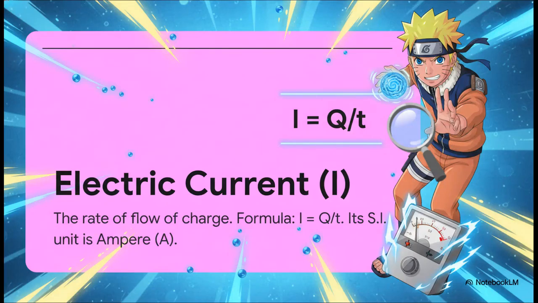So that's something that's flowing. It's electric charge, carried by zillions of tiny electrons. Electric current, which we represent with the letter I, is really just a measure of how much of that charge is flowing past a single point in a wire every single second. That's all that fancy formula I equals Q over T really means. And we measure this flow in a unit called amperes, or just amps for short.